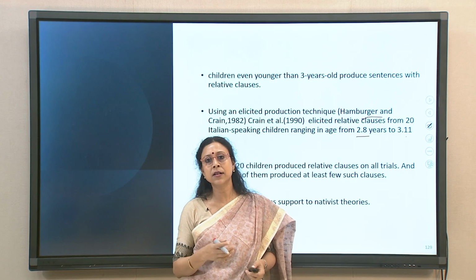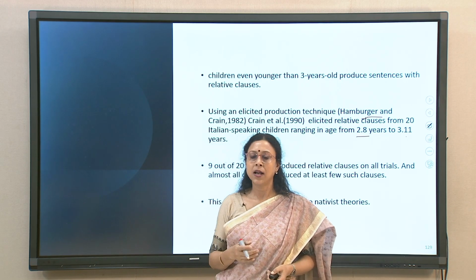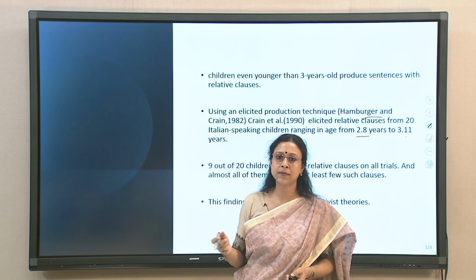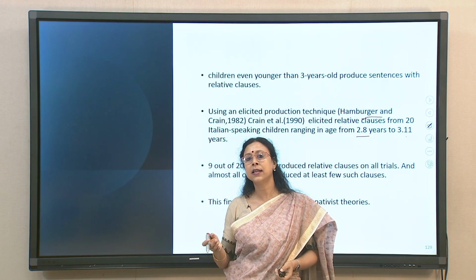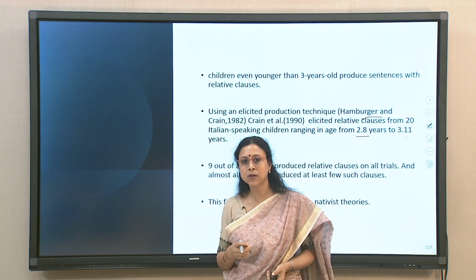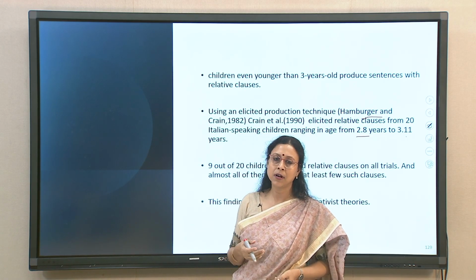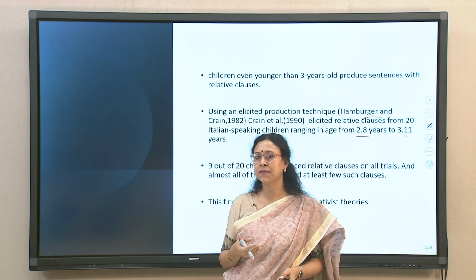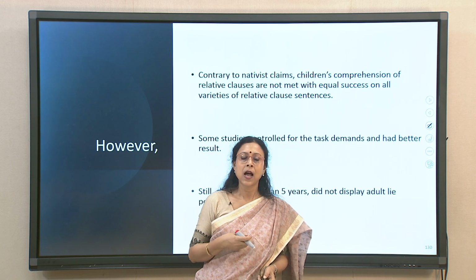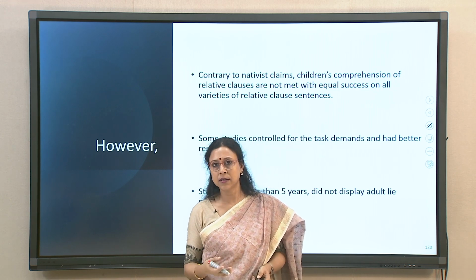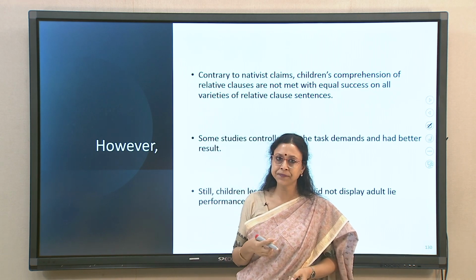Not only the children towards the other side of the group, let us say 3 years, 3 and a half years old, but even the youngest of the group could produce a good number of relative clauses. So, naturally this gives proof for the nativist theories, that is how it is taken. However, again we are also looking at the usage based account here.